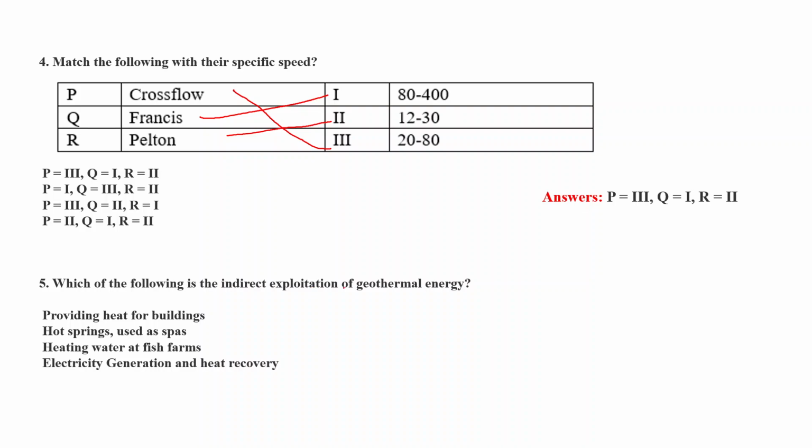Question number 5. Which of the following is the indirect exploitation of geothermal energy? As we have seen, the direct exploitation is basically the direct usage, which is providing heat to buildings, hot springs, then heating water at fish farms, etc. But in electricity generation and heat recovery, some kind of machinery is required for the conversion of one form of energy to another. So it is not direct exploitation. So basically, the answer is electricity generation and heat recovery.